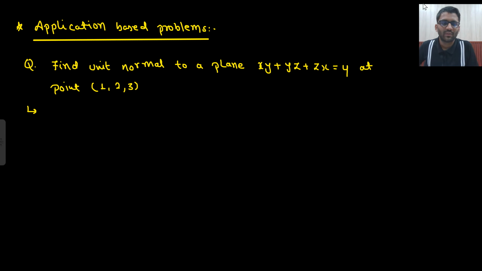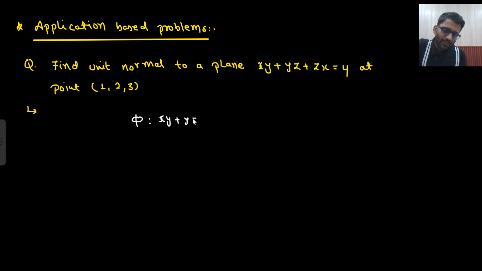Then we will start the application based problems. So let's solve this question. What you need to do is find the unit normal to a plane at the point 1, 2, 3. So how will you do it? Unit normal you need to find, which means you need to take the gradient. So first I need to make a scalar point function, or simply a scalar function. So my scalar function will be what?